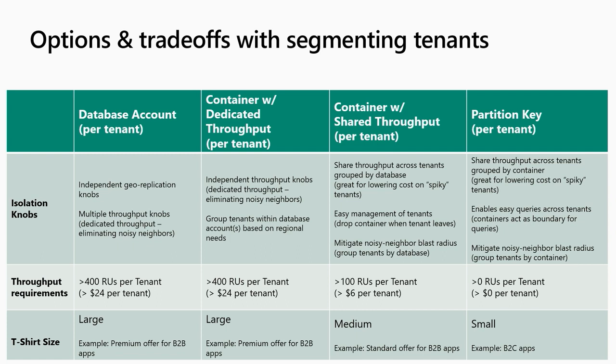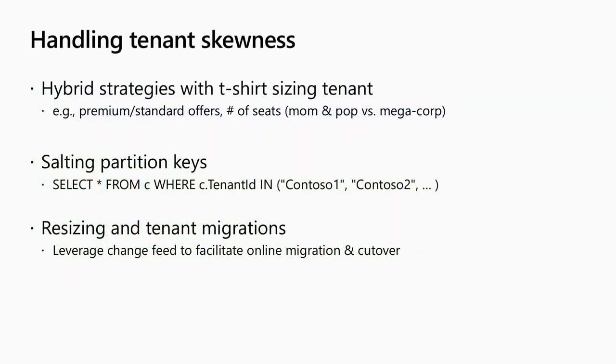But as we go and strengthen this, what you'll notice is the cost per tenant rises quite a bit more. And so what you want to do is come up with a hybrid strategy where you're t-shirt sizing your tenants. A natural division is if you're building, let's say, a B2B application, if you have premium and standard offers, based off of whether it's a premium or standard offer, you can give them different levels of isolation. Another way to think about it is number of seats. So if you mostly build an application for small to medium businesses, a lot of mom and pop shops, and then suddenly Megacorp comes in.